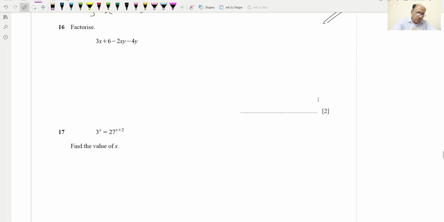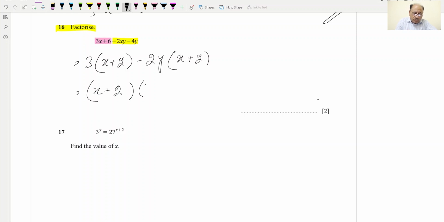This is done. Now question number 16, factorize. For factorization we will be making two pairs. The first pair will be this one and the second pair will be this one. From the first pair we can take 3 common, so 3 into x plus 2, and from the second pair we can take minus 2y common, so inside will be x plus 2, and this will be x plus 2 into 3 minus 2y. Further simplification is not possible, so this will be our answer for 2 marks.